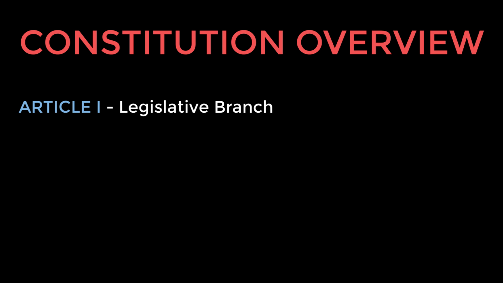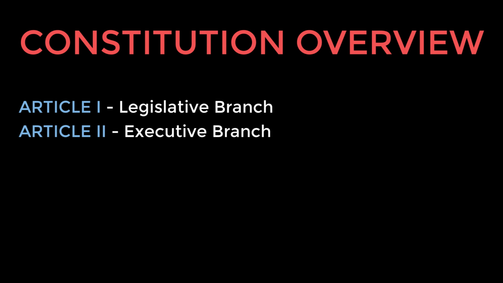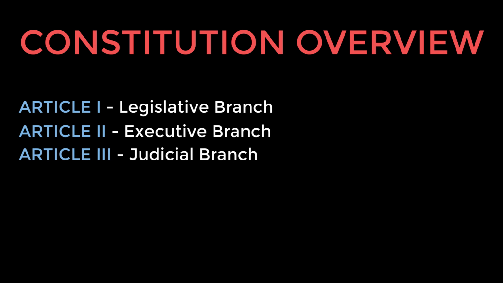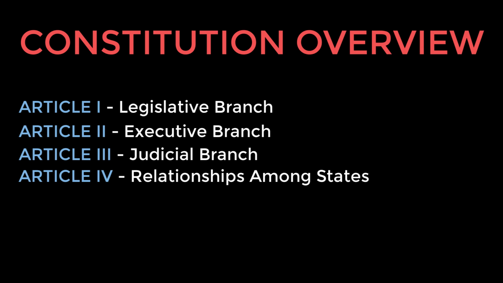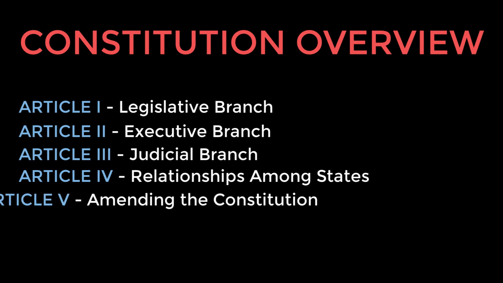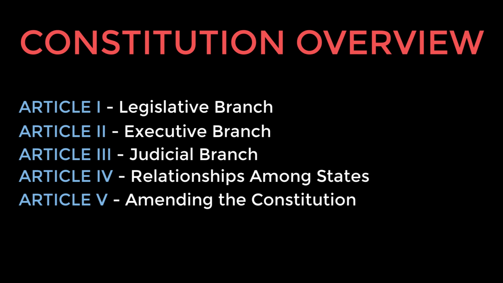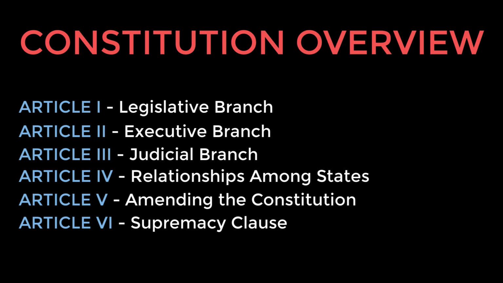It is divided into only 7 articles, each focusing on a major topic. Article 1 is about the legislative branch. Article 2 is about the executive branch. Article 3 is about the judicial branch. Article 4 is about the relationship among the states. Article 5 is about amending the Constitution. Article 6 is about the Supremacy Clause. And Article 7 is about ratification.